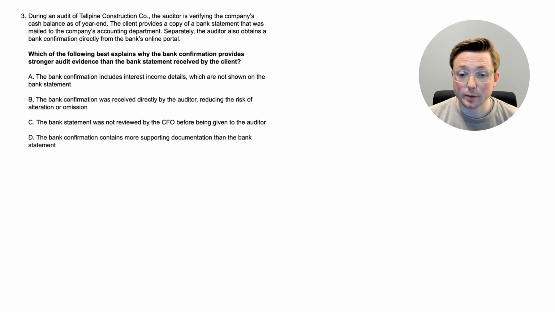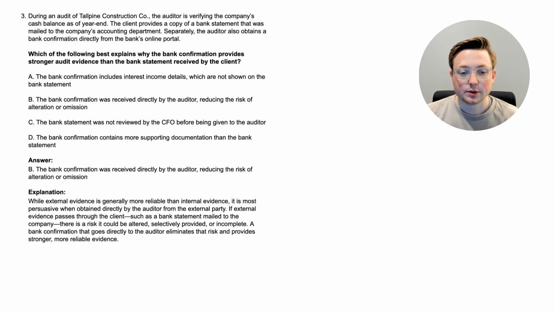Option A, the bank confirmation includes interest income details, which are not shown on the bank statement. Option B, the bank confirmation was received directly by the auditor, reducing the risk of alteration or omission. Option C, the bank statement was not reviewed by the CFO before being given to the auditor. Or option D, the bank confirmation contains more supporting documentation than the bank statement. So again, which one of these is the reason why the bank confirmation is stronger evidence than the bank statement? Pause the video, think about what we've learned so far, and when you're ready, come back and we'll look at the answer together.